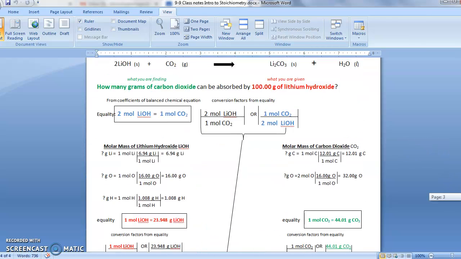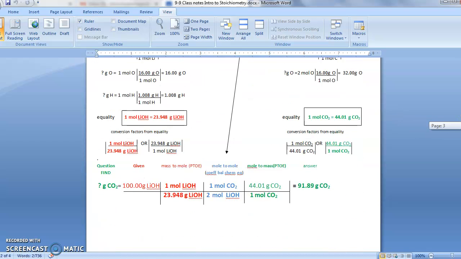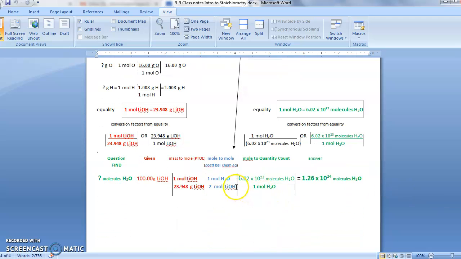Which one should I pick? I want the one with what I'm finding on top. So the 1 mole of water should be on the top. I need this one, 1 mole of water on top. What I'm given should be on the bottom. That's 2 moles of lithium hydroxide on the bottom. How do I know that's right? Well, on this conversion, I have moles of lithium hydroxide on the top. I need it to cancel out with that one. Grams of lithium hydroxide cancel with grams of lithium hydroxide. Moles of lithium hydroxide will cancel with moles of lithium hydroxide. I'm now at moles of water.